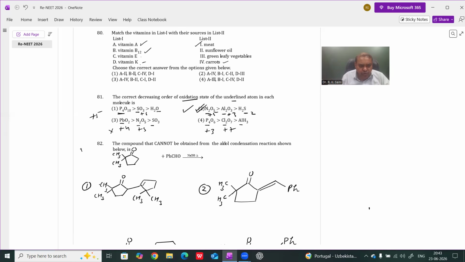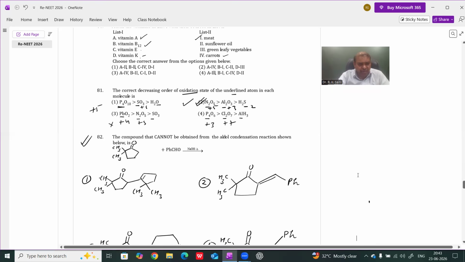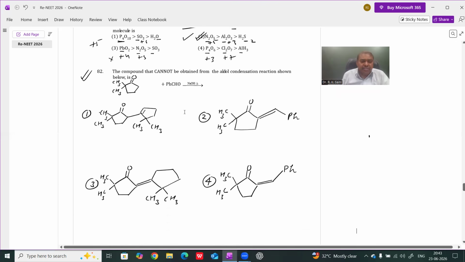Question next. Very good question. I think this question is very important and a very good question selected by the examiner for the NEET examination. This question is taken from carbonyl compounds, particularly aldehydes. Aldol condensation. We know that aldol condensation may be self or cross. But if there is no alpha hydrogen in one compound, then cross aldol condensation takes place.